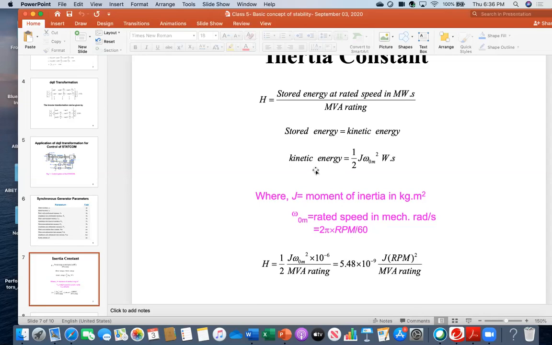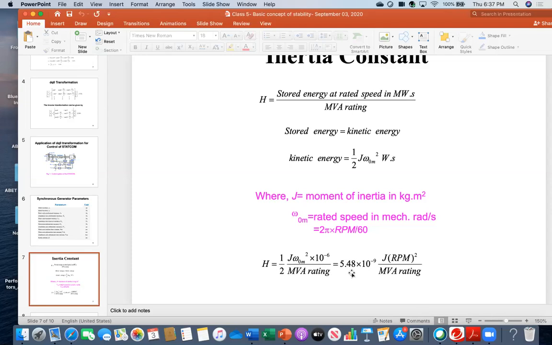Now substitute this kinetic energy into the top equation for H. Then you change omega naught m with this expression, keep going and convert, and once you put in the pi value and the 60, you will get this result.